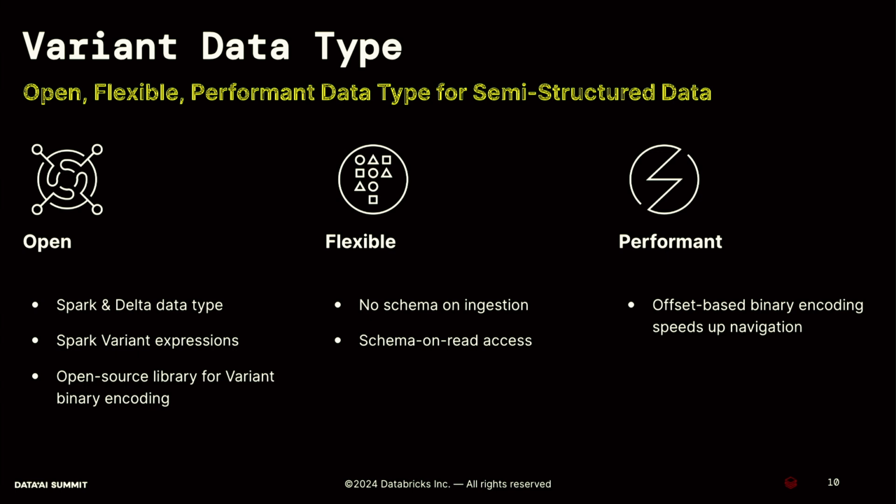Now, in contrast to the string approach, variant data is much faster. It's very fast. And that's because we have a new variant binary format that we use to encode the data. We don't have to parse strings anymore. And with this binary format, it's an offset-based binary format, so it greatly speeds up the navigation.